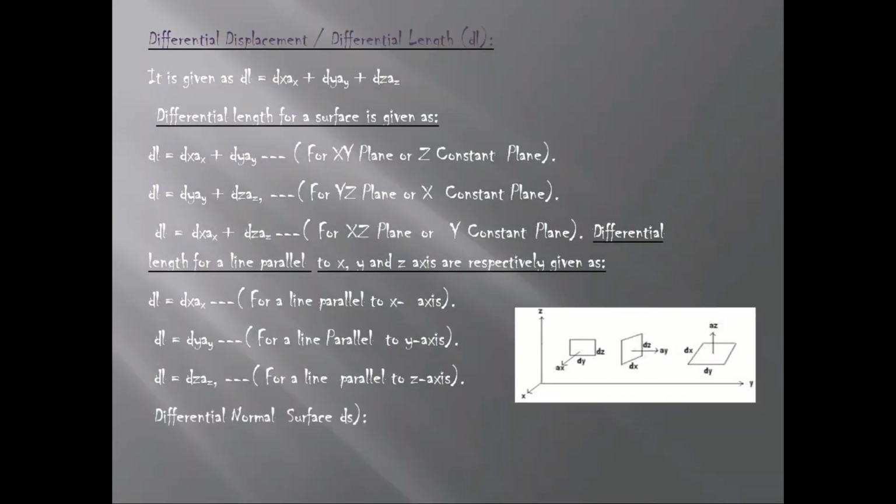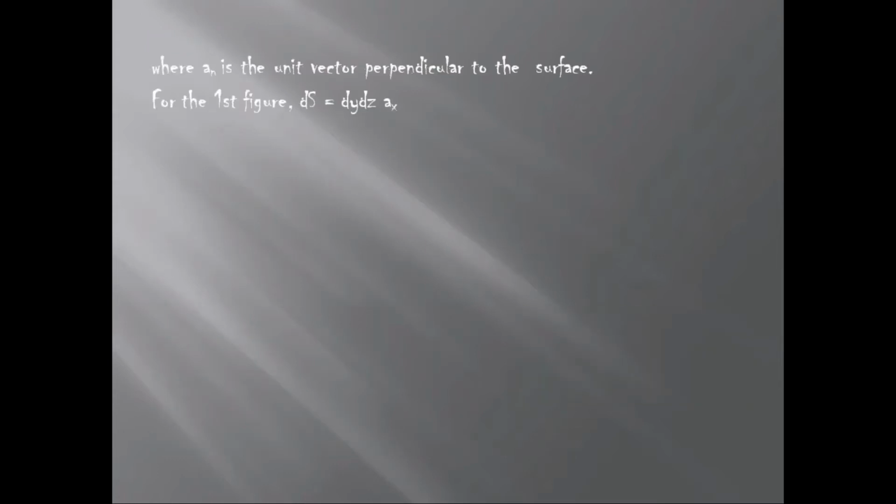Now the differential normal surface element dS. The differential surface element, that is the area element, is defined as dS equals ds an, where ds is the area which we are taking and an is the unit vector which is perpendicular to that surface which we are taking. Here an is a unit vector, as I said.